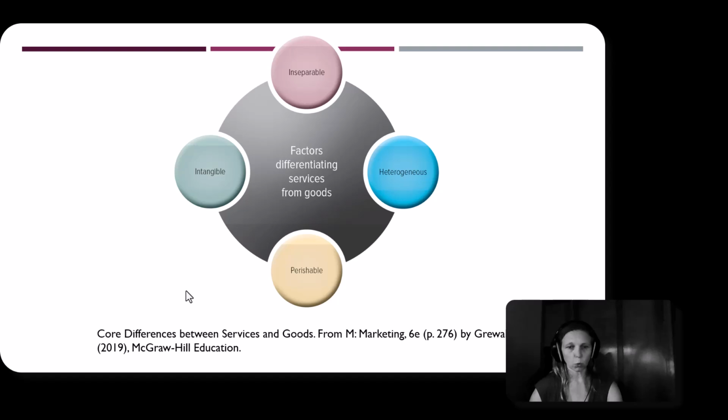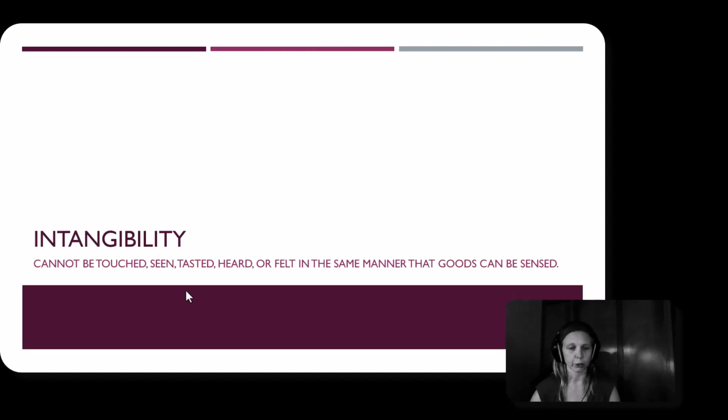When we look at the differentiating factors between goods and services, services will have the features of being inseparable, heterogeneous, perishable, and intangible. And I'm going to go through each of these. So, first, we have intangibility, which means that it cannot be seen, tasted, heard, or felt in the same manner that goods can be sensed. And this is if we're talking a pure service. If we are somewhere in the middle, it's just more tangible or less tangible.